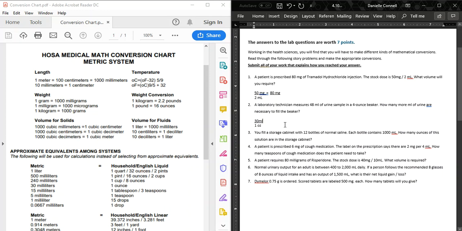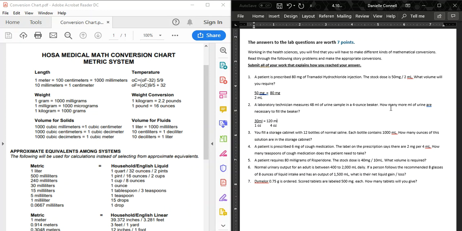Milliliters over ounces. Okay, so we have 4 ounces in our beaker that we're trying to solve for. So we actually don't know what's on top right now. We only know what's on bottom in this case, which is 4 ounces. When I set up my proportion, we're going to cross multiply and divide. 30 times 4 divided by 1 ounce. 30 times 4 is 120, and divided by 1 is still 120.